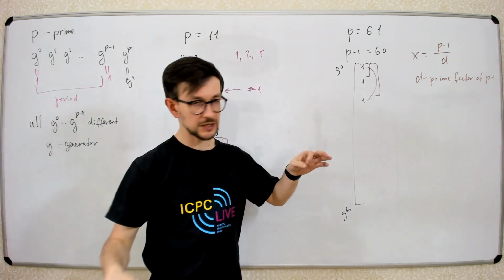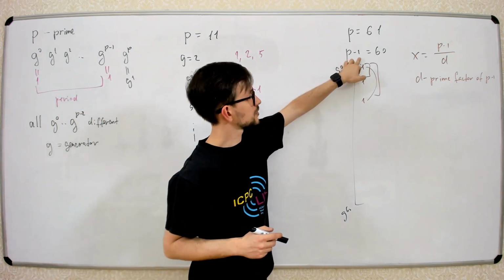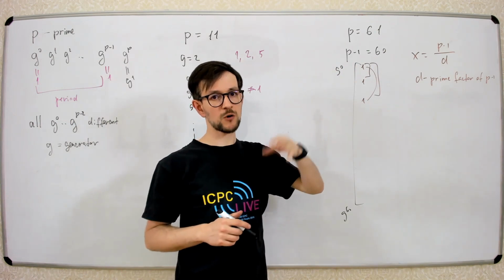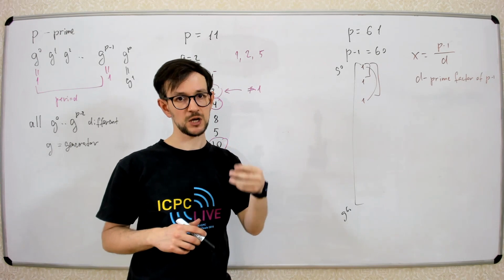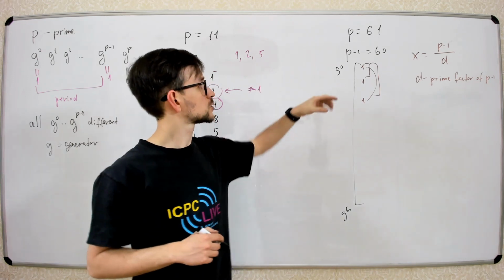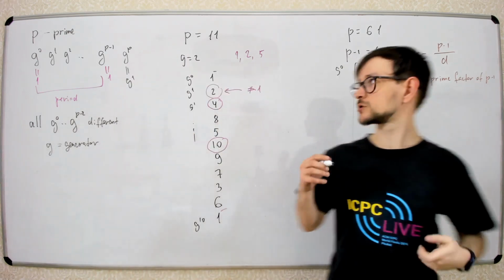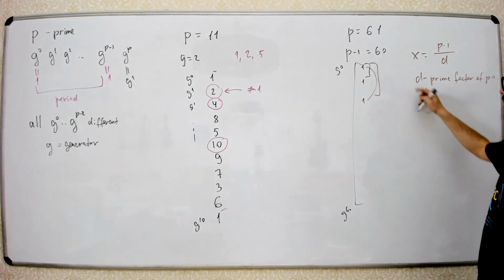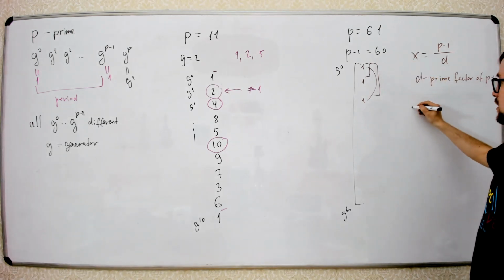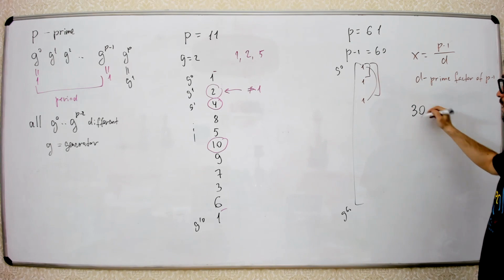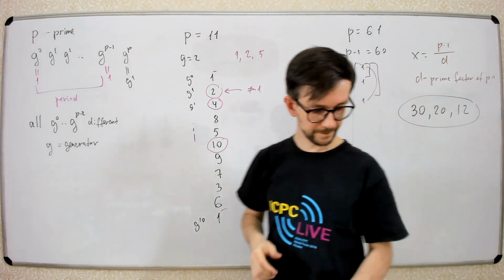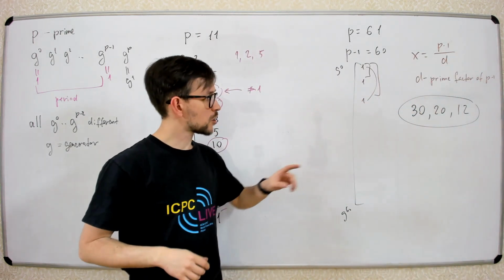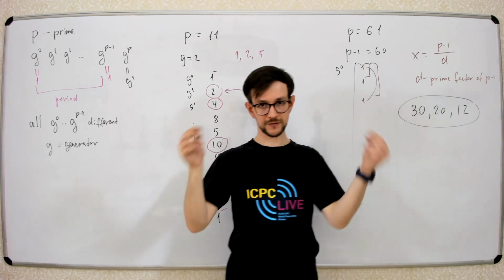For example, for 60, so what is 60? 60 is some power of 2 multiplied by power of 3 multiplied by power of 5. So there are 3 prime divisors of 60: 2, 3, and 5. So it's enough to check only periods of length 30, 20 and 12, which is 60 divided by 2, 3 and 5. So we only need to check these 3 lengths.